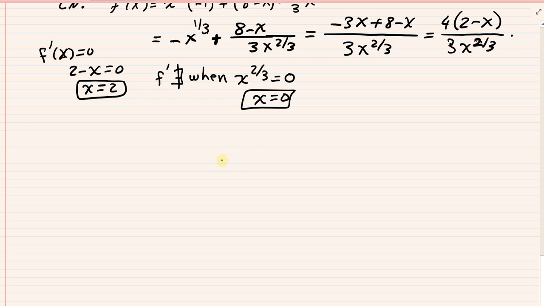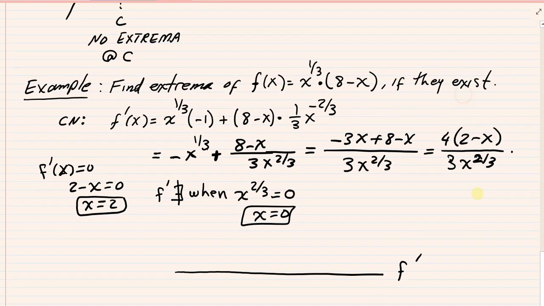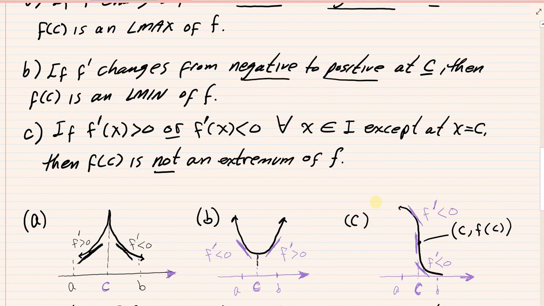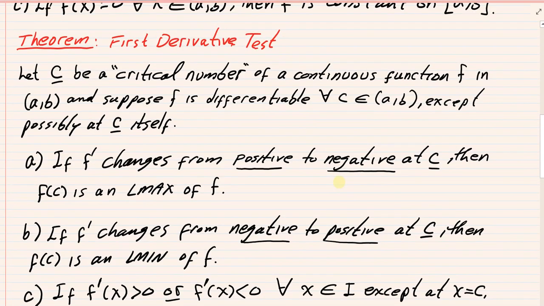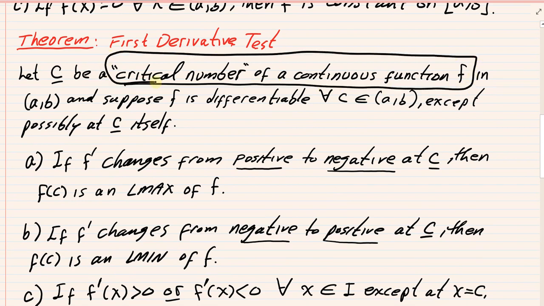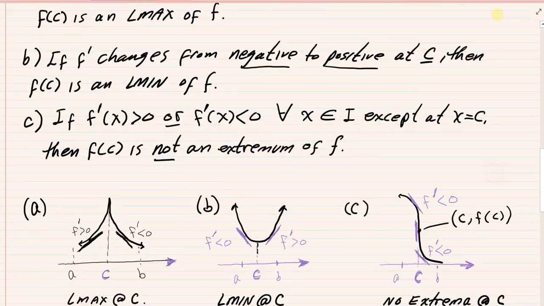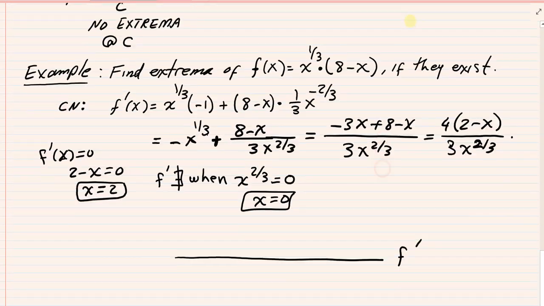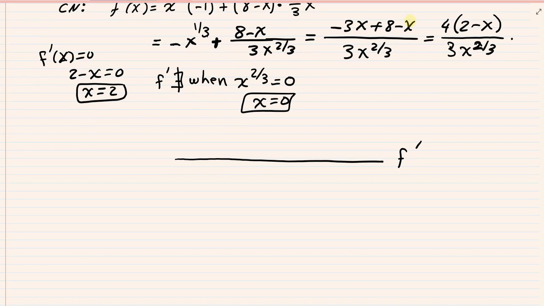Now, to do the first derivative test, I'm going to draw my number line here. Okay, and we're looking at f prime now, the sign of f prime. The first derivative test looks at the sign of f prime for the critical numbers of the function. Okay, again, if you go back here, first derivative test, we're looking at c. These are critical numbers of f, not f prime, but f. And critical numbers of f are places where the derivative is 0 or undefined. Okay, so this is 0 and this one is 2.